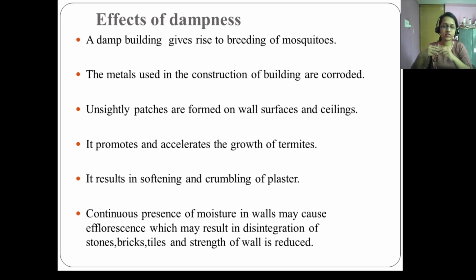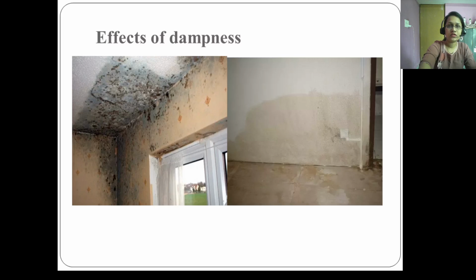Dampness promotes an accelerated growth of termites. It results in the softening and crumbling of the plaster. Continuous presence of moisture in the walls may cause efflorescence, which may result in the disintegration of the stones, bricks, tiles, and the strength of the wall is also reduced. So these are the different effects of dampness. You can see here, this is the figure showing the effect of dampness. You can see the walls, how they are damaged.